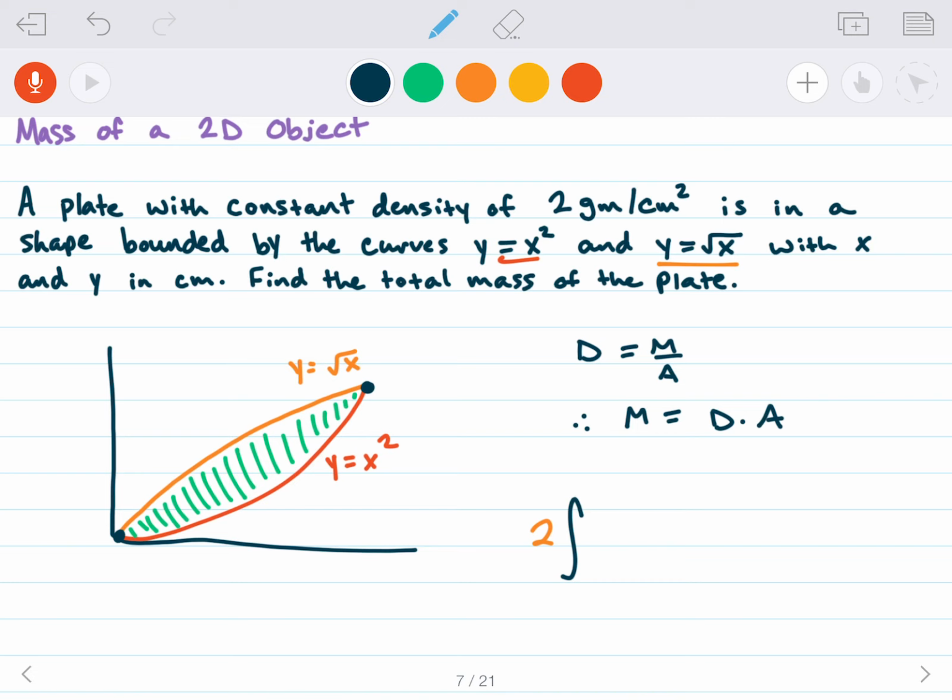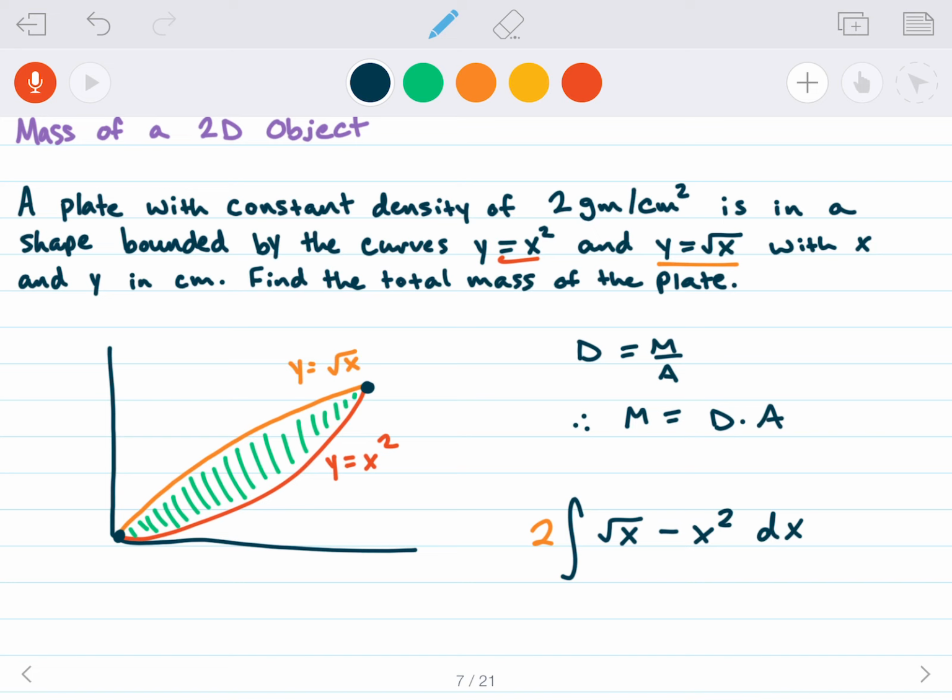What's the area of this region? The area is going to be the top curve minus the bottom curve. This guy minus this height is going to give us the height of our rectangle, dx. All right, so there's our integral.